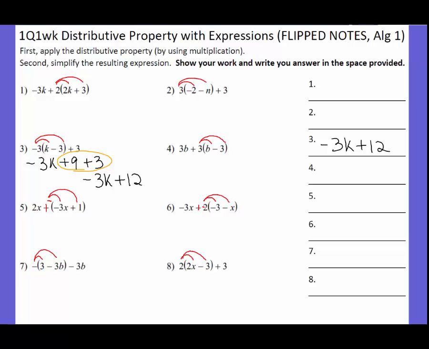For number 4, our 3b drops to the next line, and we have 3b that drops plus 3b minus 9. Combining like terms, we have 6b minus 9.